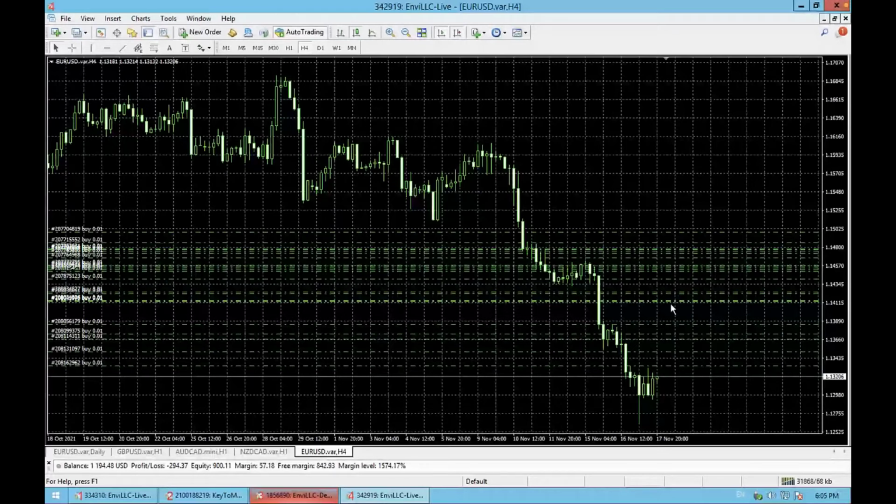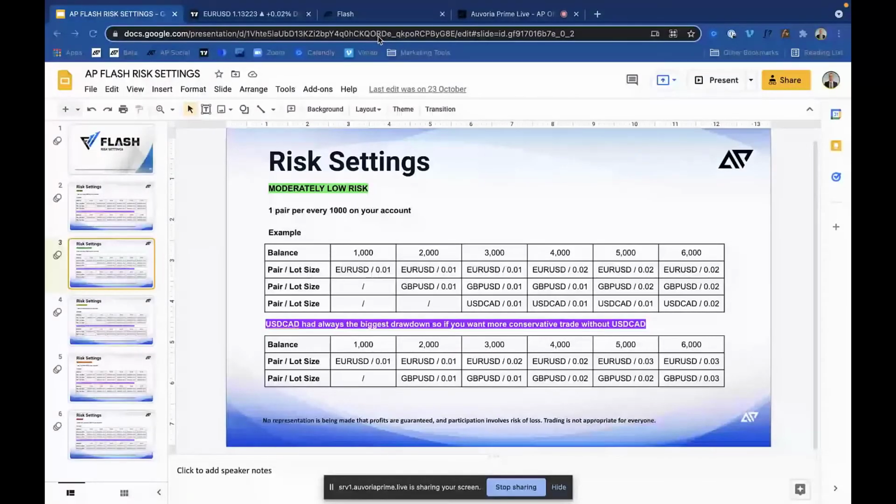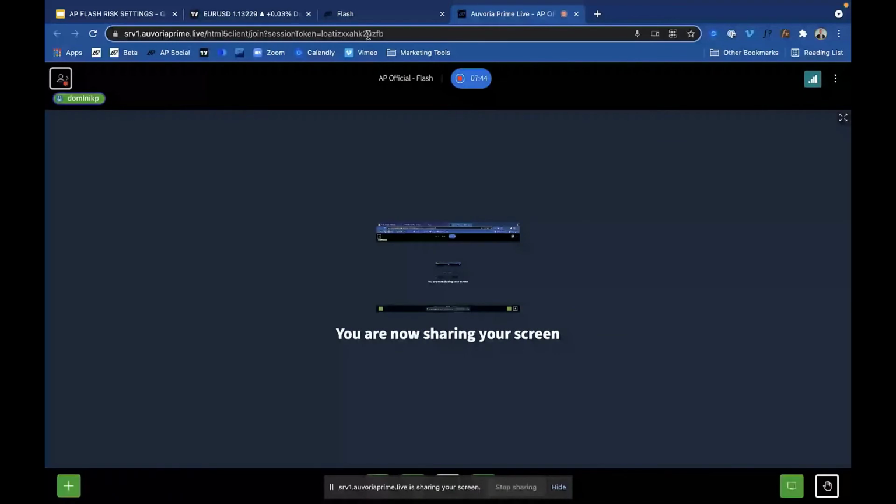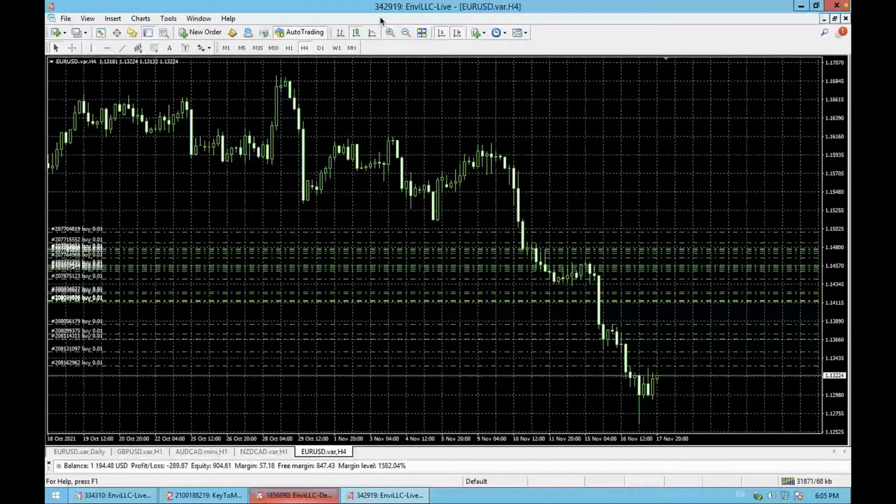Let me see if there's any questions. Okay, there's no questions. So yeah, this is what we can do with Flash.